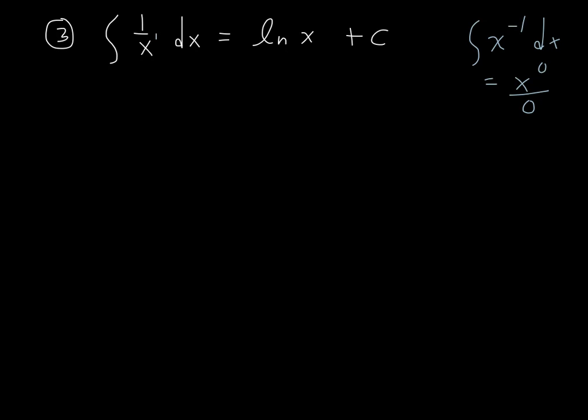So we need a special rule here, and that is it's the natural log of x. Recall that the derivative of the natural log of x was 1 over x. So it should make sense to you that if we are reversing it, we get ln of x.